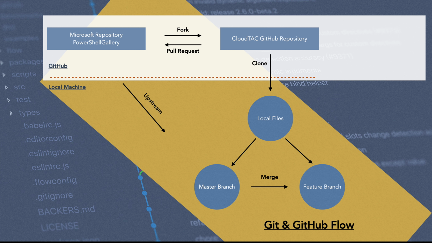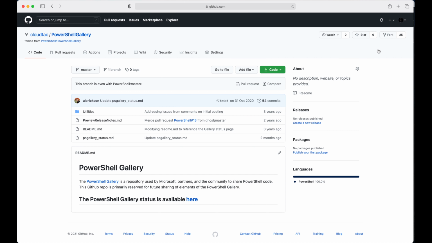The PowerShell gallery is used by Microsoft, its partners, and the community to share PowerShell code. By forking it into the CloudTag GitHub repository, I can then clone it to my computer and make modifications to the code. Once I am done, I will demonstrate how to make a pull request to the maintainer of the PowerShell gallery. The PowerShell gallery contains the core code of my project. It is the central working directory that anyone contributing to this project will draw from.